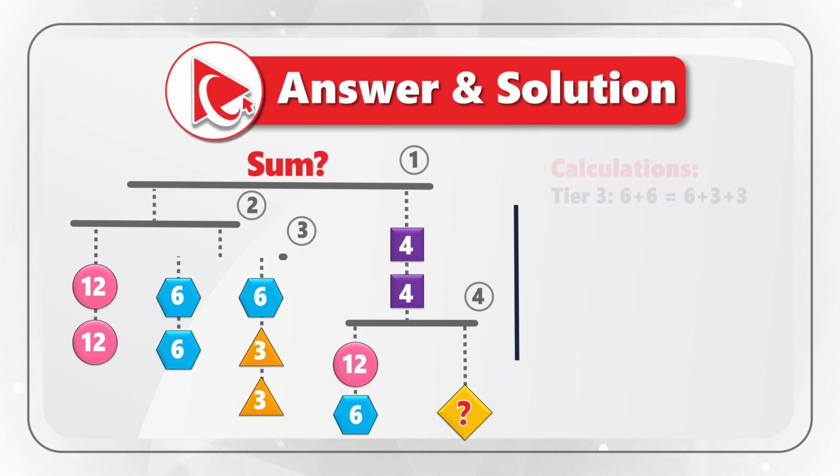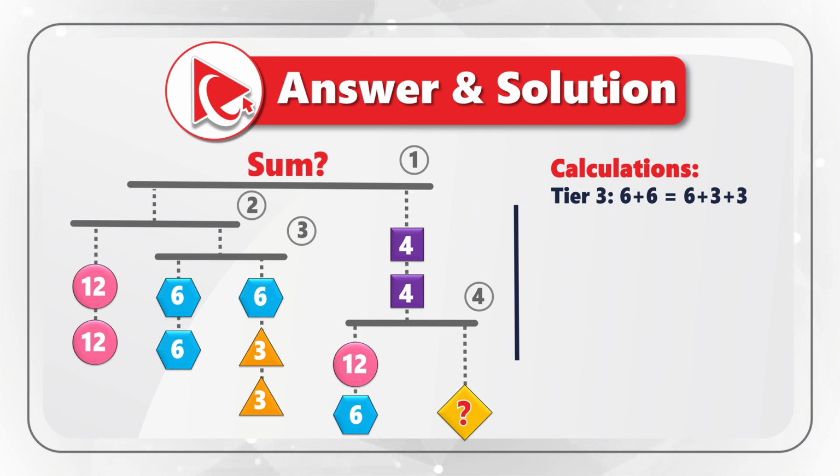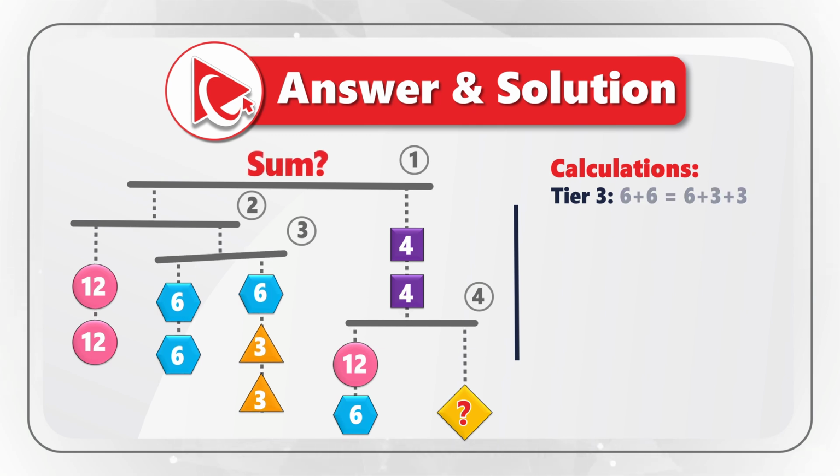Let's look closely at Tier 3 to better understand how this tier remains in balance. As I already mentioned, each tier remains in balance because the numbers are equal on both sides. So on the left of Tier 3, we have 2 hexagons with total value of 12. On the right of Tier 3, we have a hexagon, which equals number 6, plus 2 triangles, 3 plus 3. So on both sides, the total value is 12. This is why Tier 3 remains in balance.